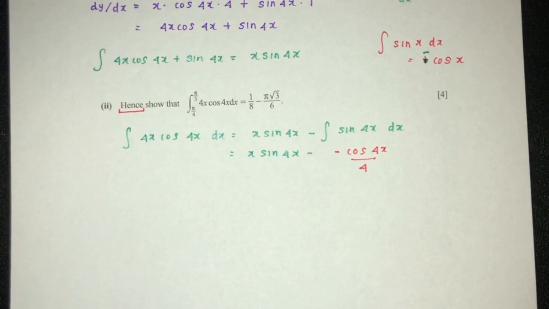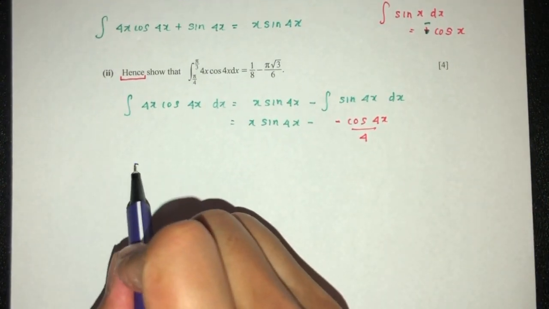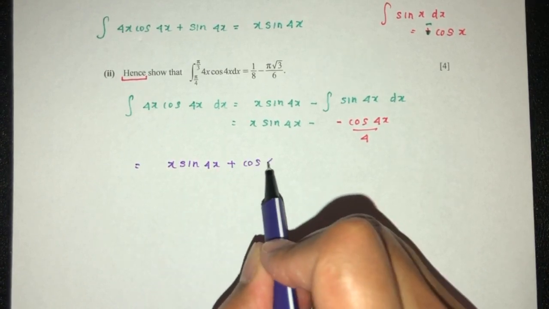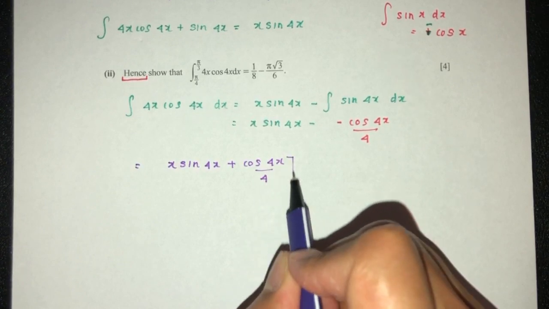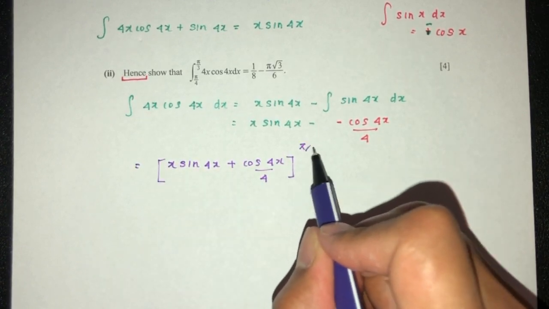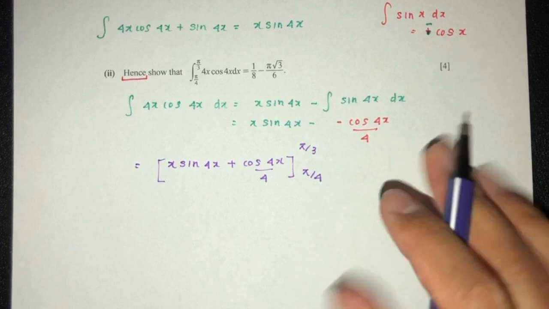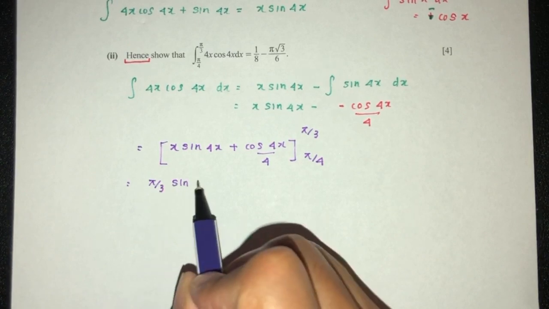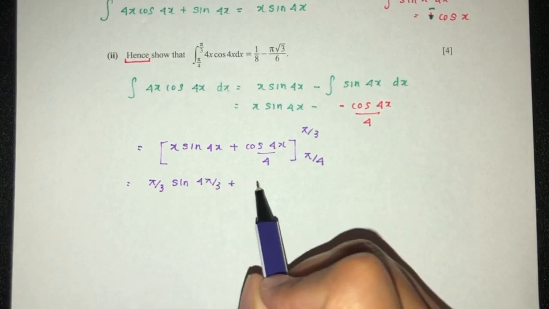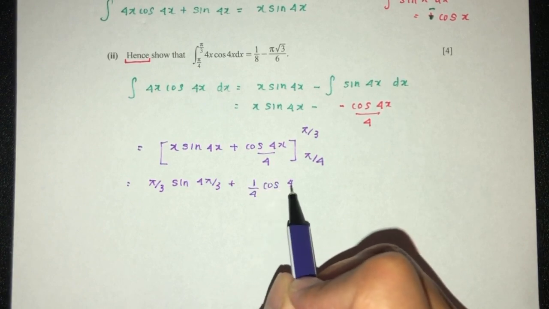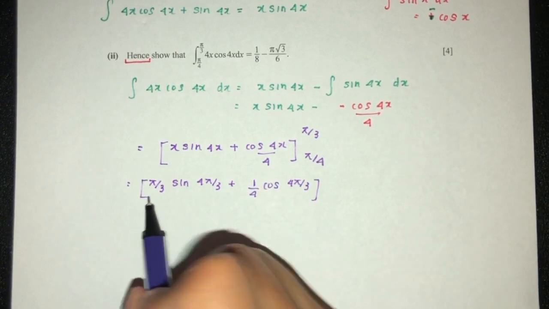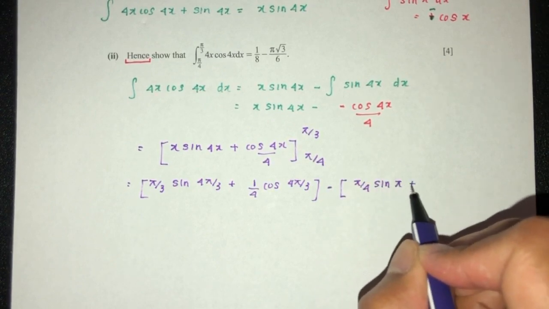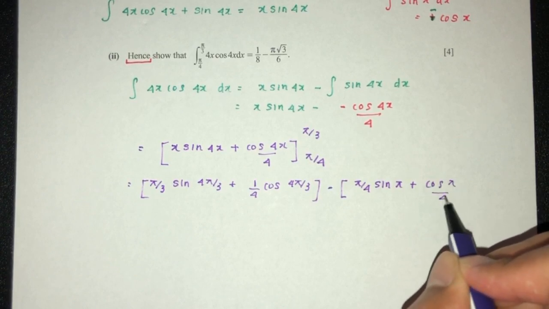Now just replace all the values in. Let's see what happens. You will have x sine 4x plus cos 4x over the value of 4, and the limits are given to you by pi over 3 and pi over 4. So one by one, this one replace first. You will have pi over 3 sine 4 pi over 3 plus 1 over 4 cos 4 pi over 3, that's the first one. Then minus this one, pi over 4 sine pi plus cos pi over 4.